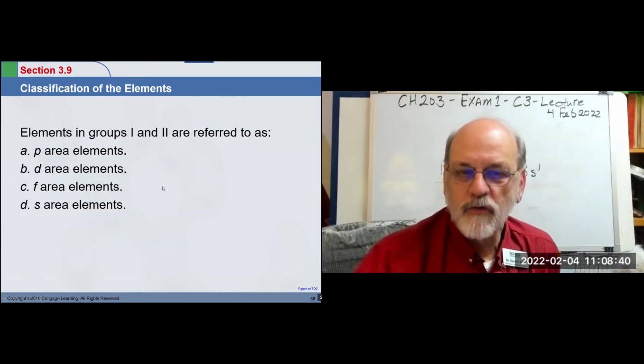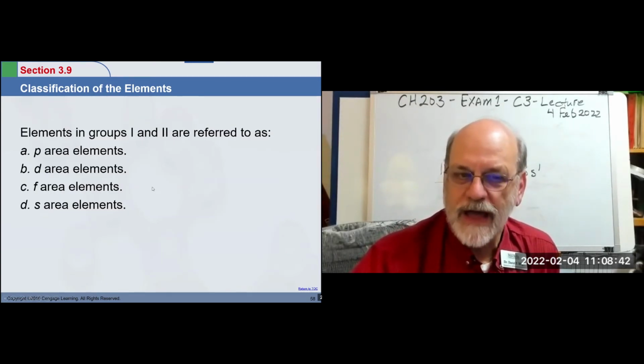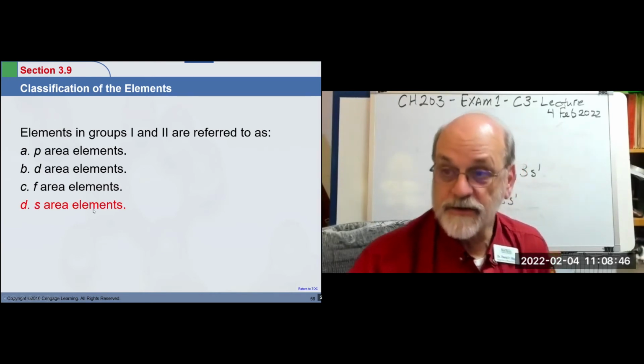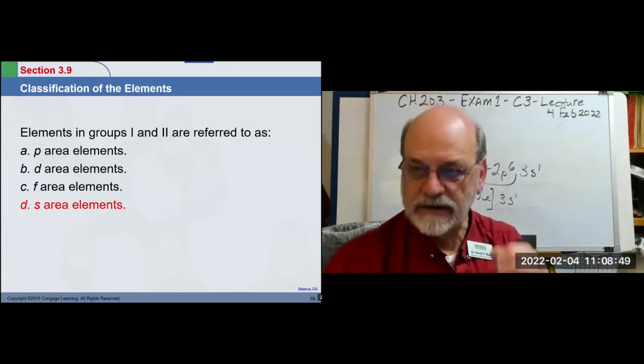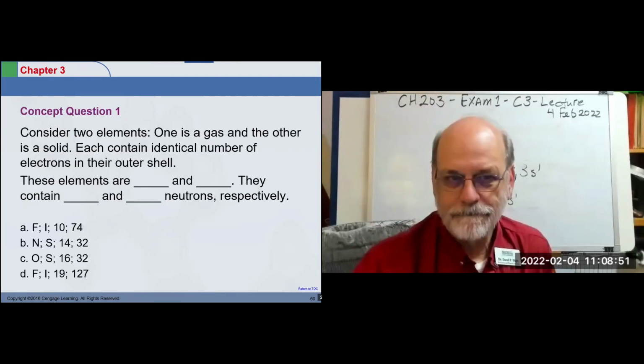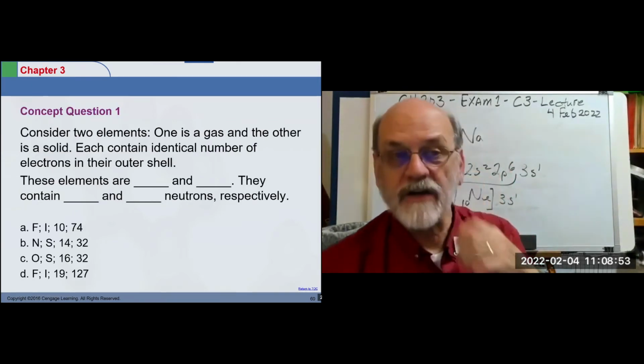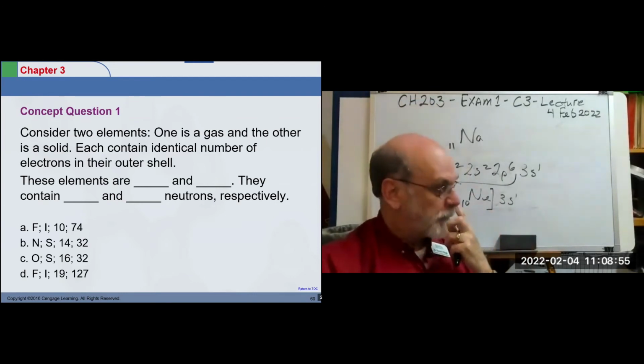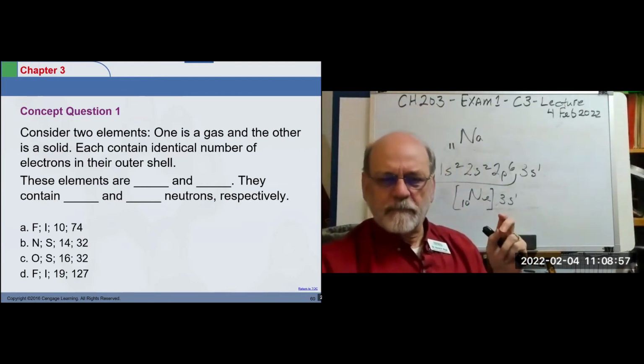Elements in group 1 and 2 are referred to as s area elements because those are the orbitals that are being filled. Oh, concept question. That means we're close to the end. I didn't miss it by much.